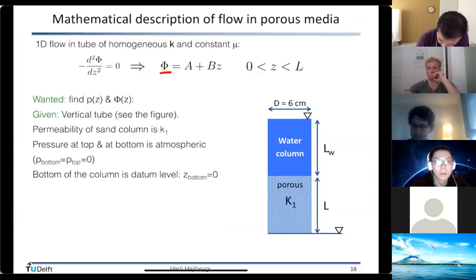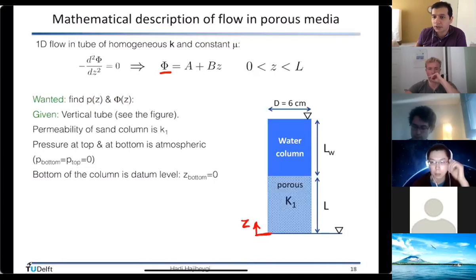we said that we are going to solve it in the z direction, which means z is pointing upward, starting from 0 to L plus LW. That's the total length up in here. The first part is L, which is porous. The second is LW, which is the water column. At the bottom and the top, the system is exposed to atmospheric pressure. And that's the triangular shape that is being shown in the top and in the bottom.